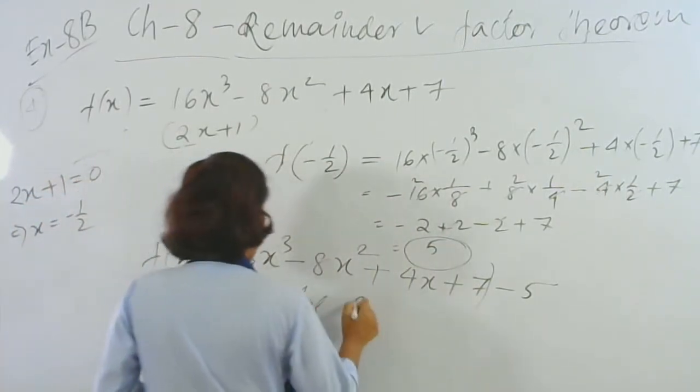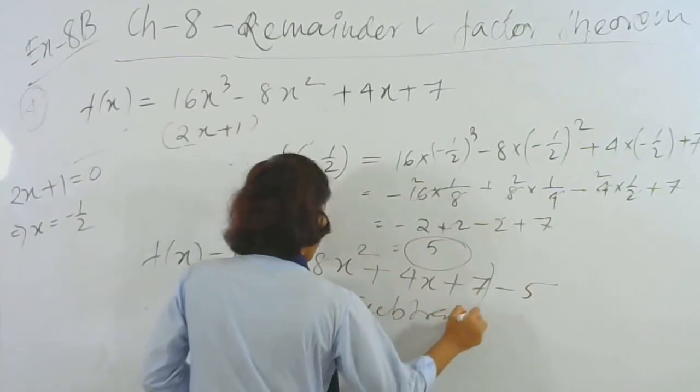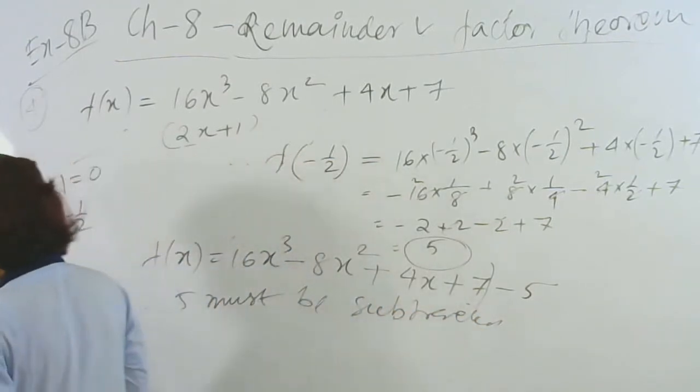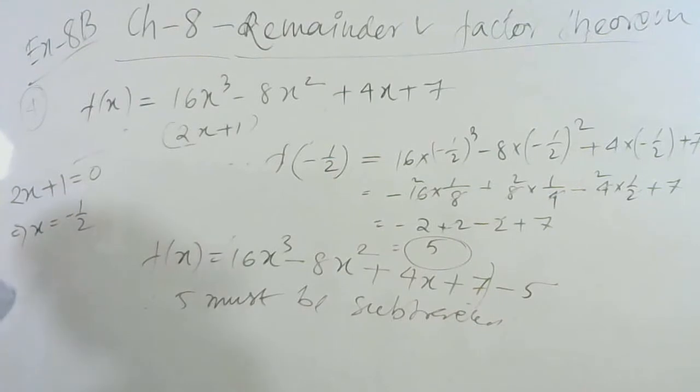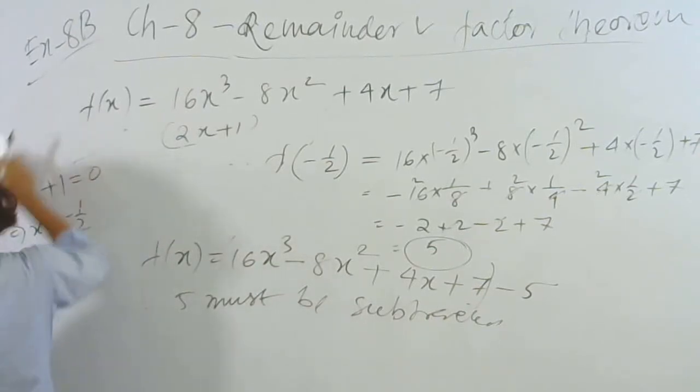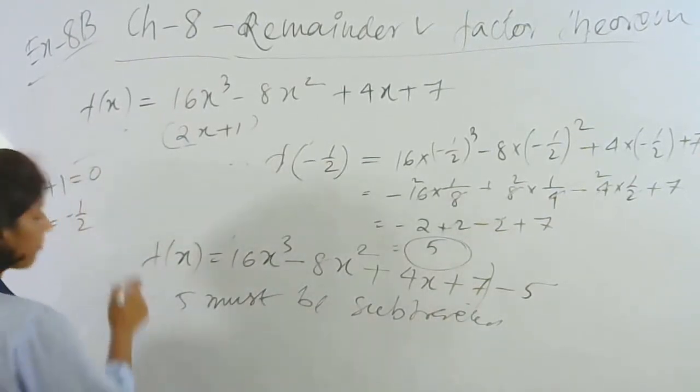5 must be subtracted. All right. Next, question numbers 5, 6, 7, 8, 9 and 10. So 5, 6, 7, 8, 9, 10, they are of the same type. So I'll do only one question and you can try the other by yourself. I'll do number 6.